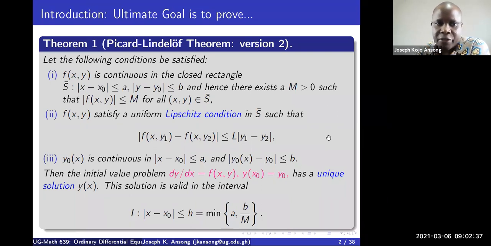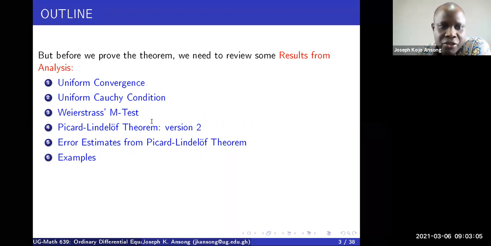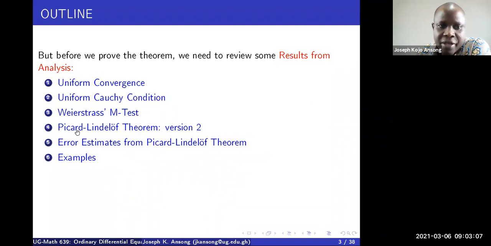All right, for this part of the lesson, in order to be able to prove it, we need a couple of tools, and some of those tools are outlined here. We need a review of uniform convergence from your real analysis course, the uniform Cauchy condition of convergence, and the Weierstrass M-test. I'll cover these three in this video. Then I'll do another video where I cover the proof of the theorem itself and then some error estimates of that. So that is the plan for our lesson.